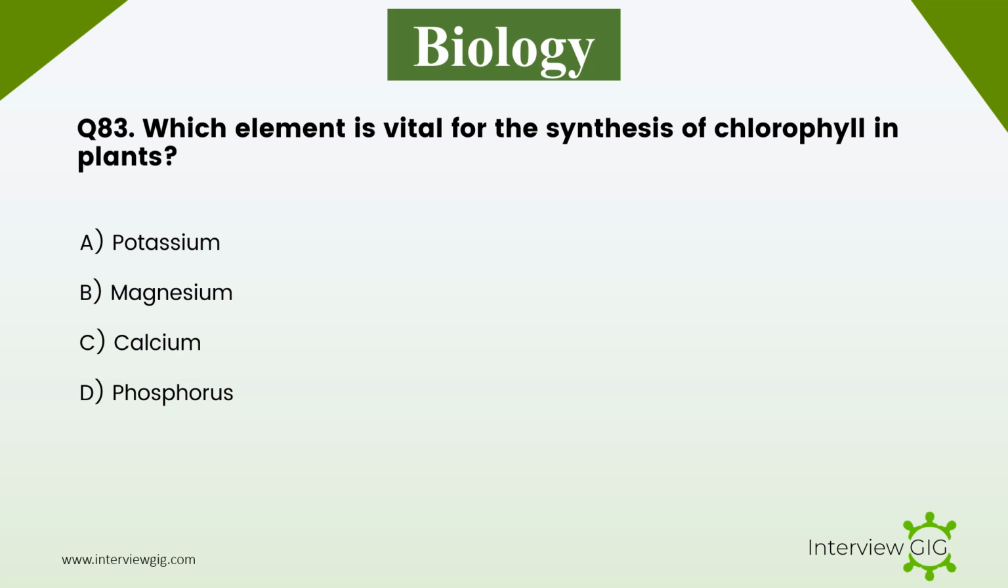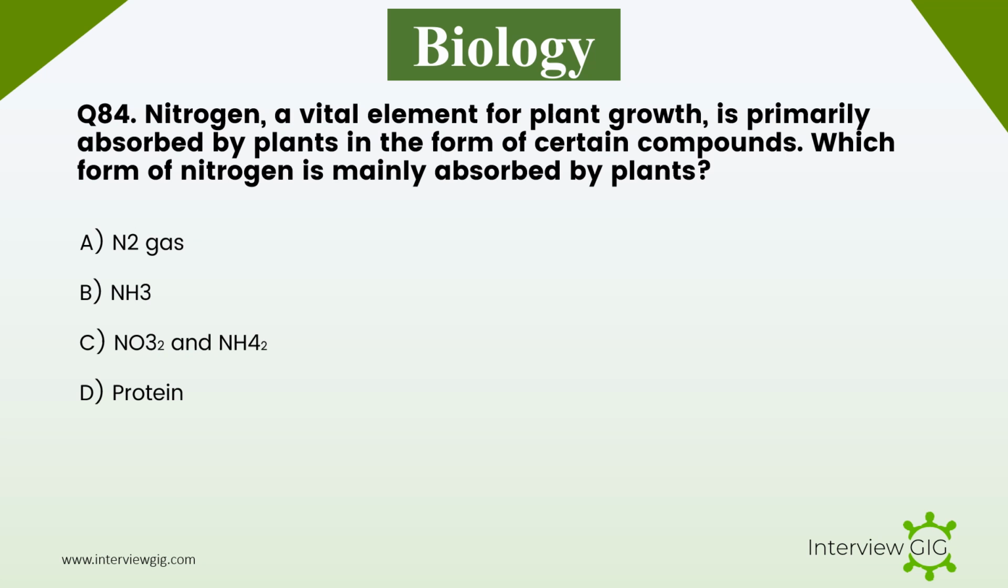Magnesium plays a crucial role in the synthesis of chlorophyll, which is essential for photosynthesis. Which element is vital for the synthesis of chlorophyll in plants? A. Potassium. B. Magnesium. C. Calcium. D. Phosphorus. Answer B. Next question.